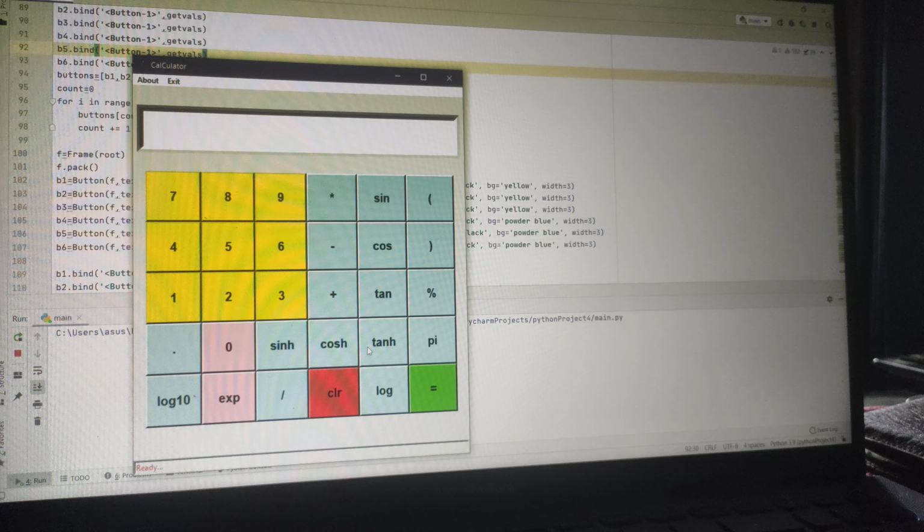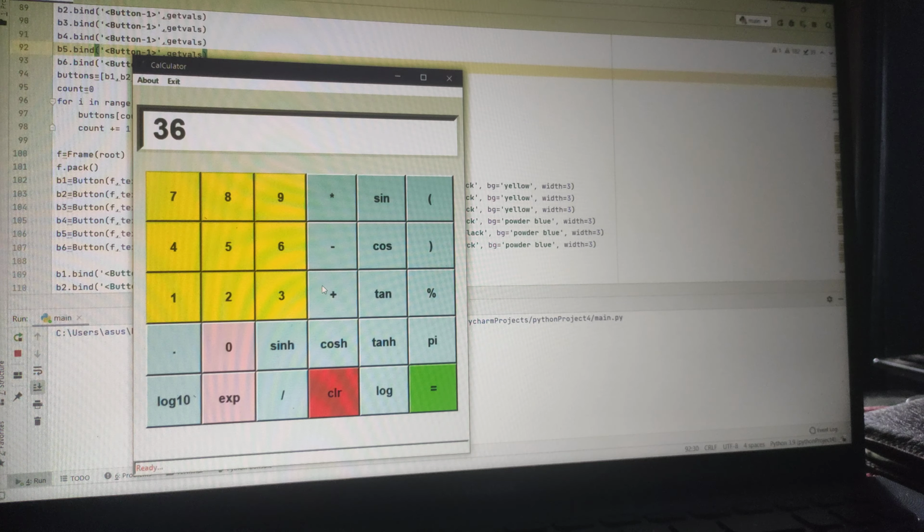Sin h, cos h, and tan h are the trigonometric hyperbolic functions. And I've used basic operators such as parentheses, percentage, the value of pi, log 10, clear, exponential, and equal to. So these are basically the buttons which I have made for this scientific calculator project by using the Tkinter library. So let us see the functioning of plus, meaning addition, first.